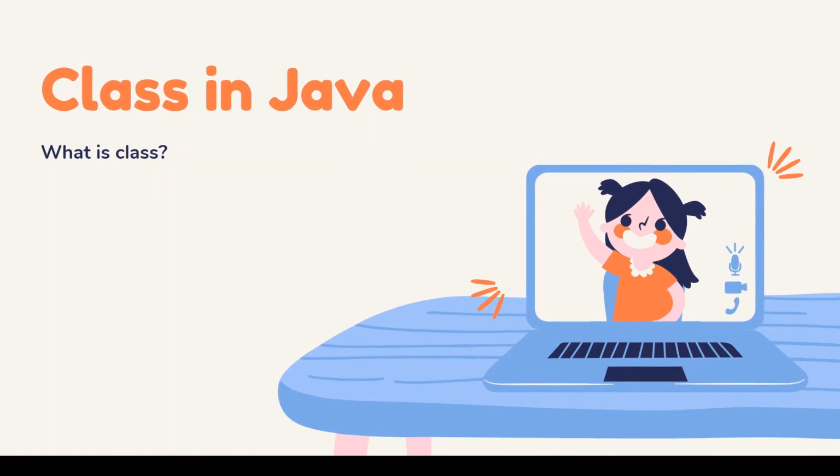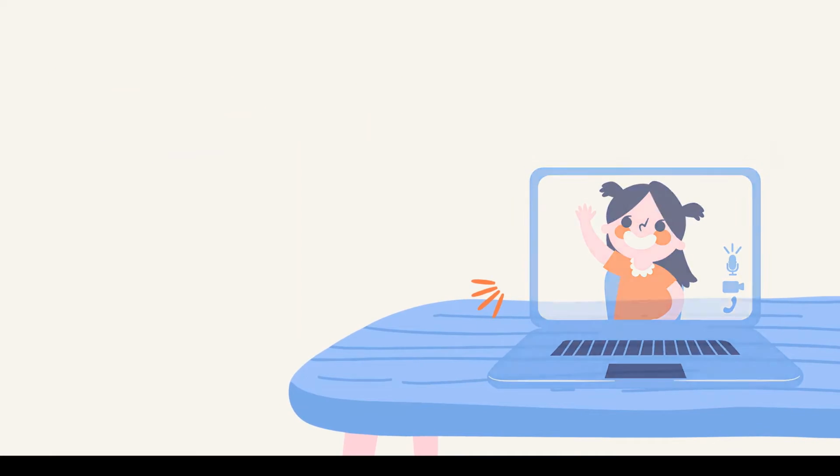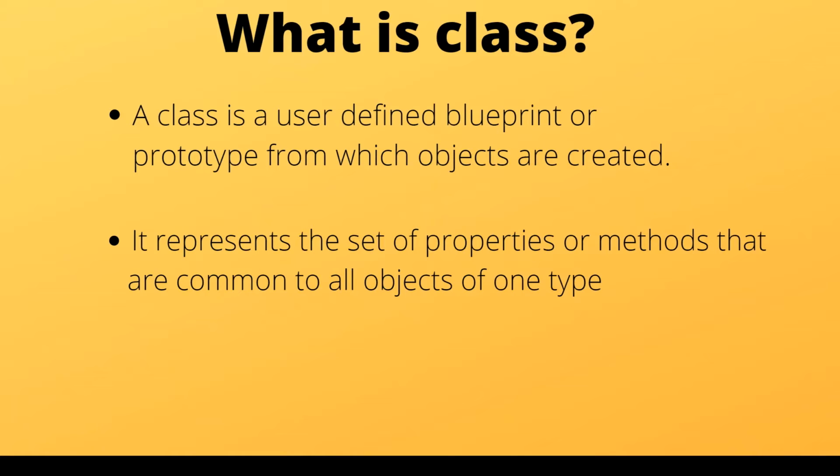Now we will see what is a class. A class is nothing but the blueprint or prototype from which objects are created. So basically, what is a class? A class is a template using which some objects are made. So let's take an example.